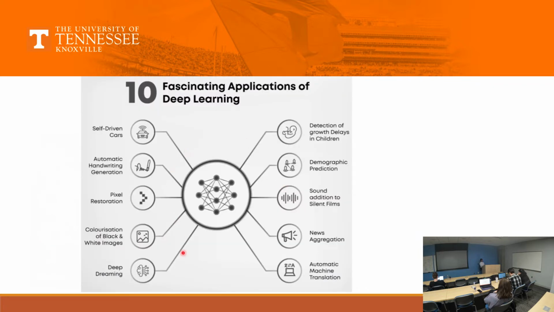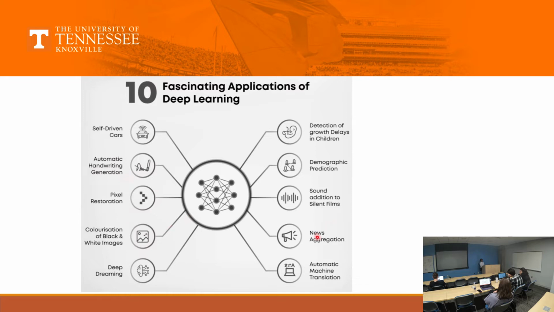Now, these are the classic applications of deep learning with these neurons. So the idea is to tell you that even in self-driving cars, which is very famous, some labs here in Oak Ridge are doing a lot of research on them. They use deep learning. In the case of automatic handwriting generation, we are using deep learning. In pixel restoration, we are doing deep learning. As I showed you in the examples of the images, all these places where you are coloring black and white images, we are using deep learning.